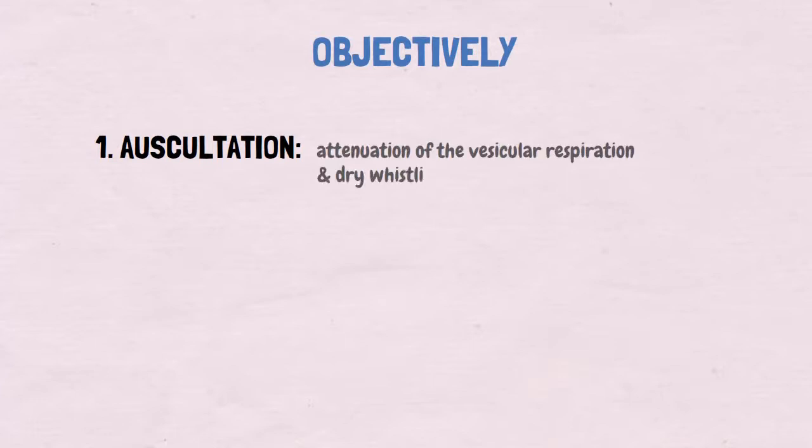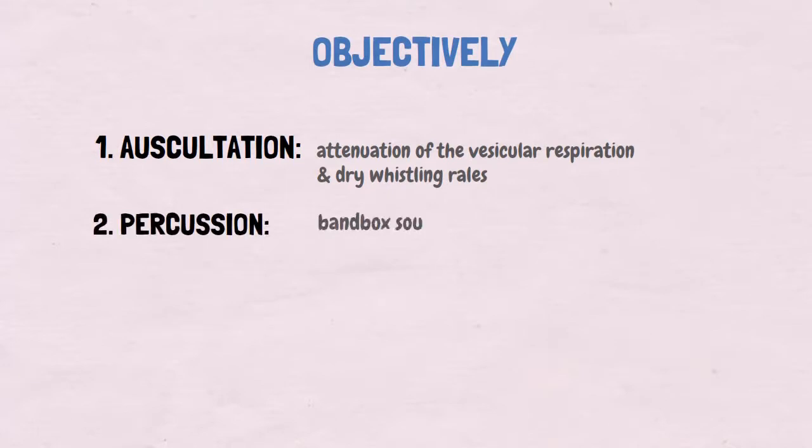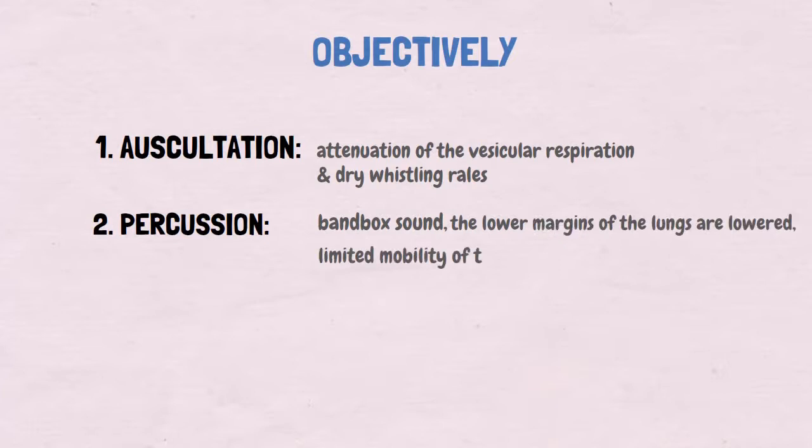Objectively and on auscultation, attenuation of the vesicular respiration is noted with the dry whistling rales. And on percussion, bandbox sound is heard and the lower margins of the lungs are lowered, with limited mobility of the pulmonary edge.